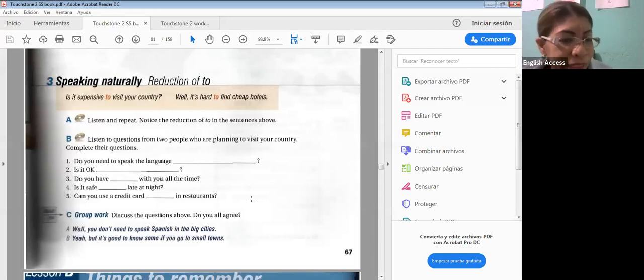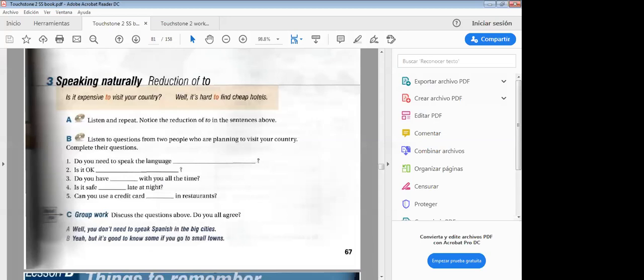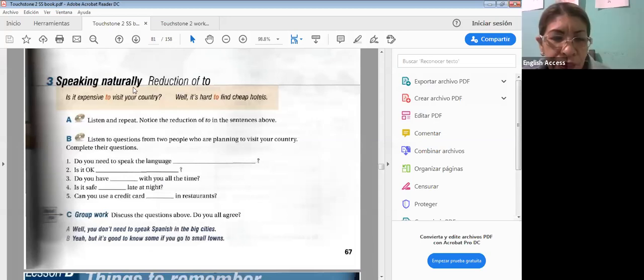Do you want to listen again? Yes. Yes. Page 67. 3. Speaking natural. Listen. Reduction of 2. B. Listen to questions from two people who are planning to visit your country. Complete their questions. 1. Do you need to speak the language to travel around? Have to have ID with you all the time. Is it safe to go out late at night? Fine. Can you use a credit card to pay at restaurants?